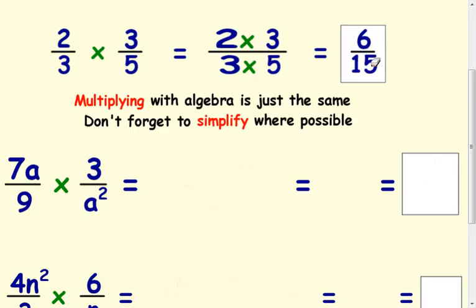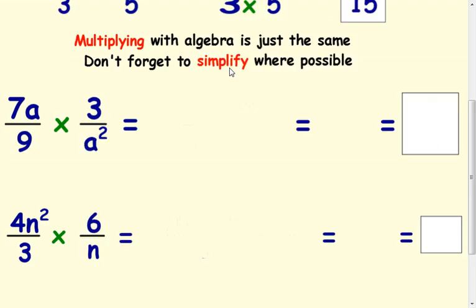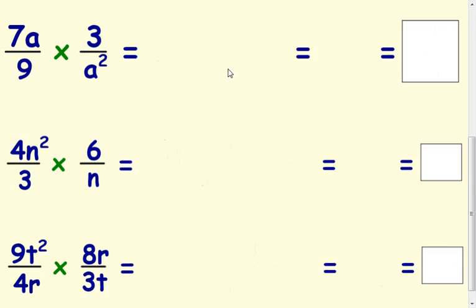Then you would simplify it down. It's really just the idea of times on the top and times on the bottom. I know you could cancel the 3s and so on, but anyway. Right, so let's have a look at the algebraic fractions. We're going to do exactly the same process. We're just going to multiply the top values together, and then multiply the bottom values together, and then simplify if we can.